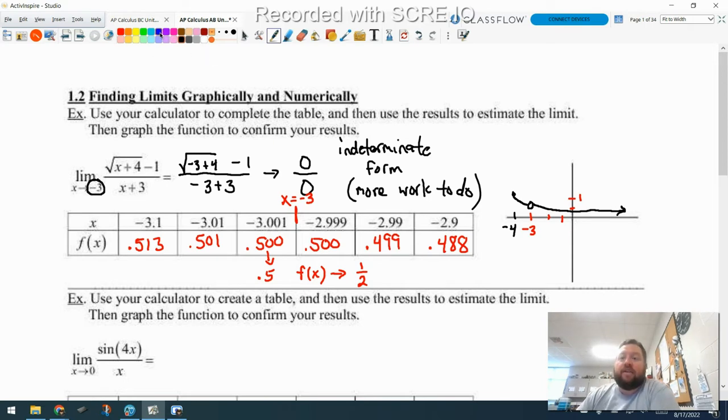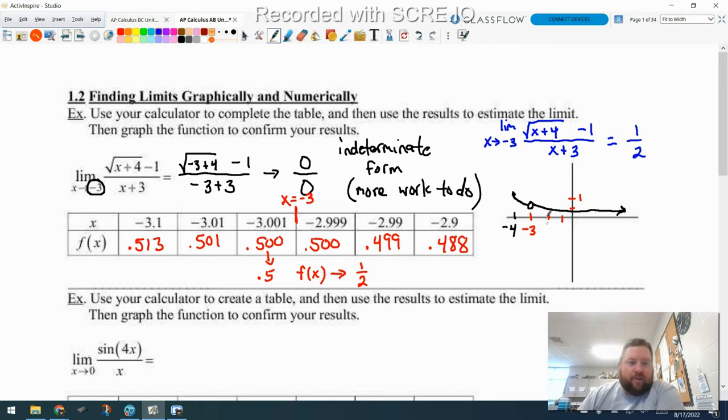And if I just gave you the graph, let's say we didn't do the table at all, you would still be able to solve this limit. Even though it's 0 over 0, you would still be able to say that the limit as x approaches -3 of the square root of x plus 4 minus 1 divided by x plus 3 is equal to 1/2. That is the answer to this problem.